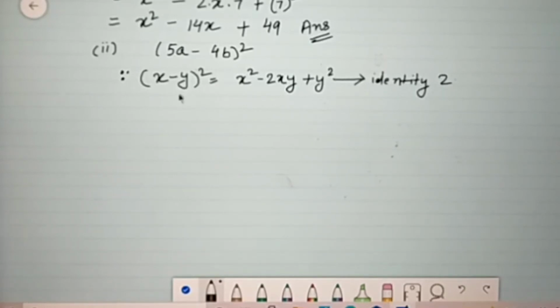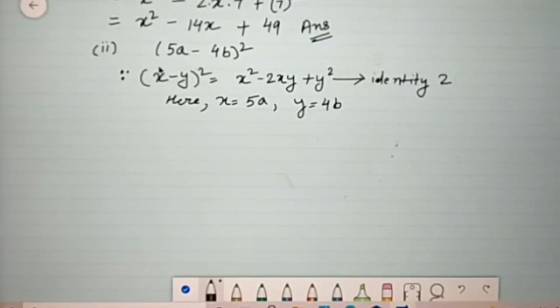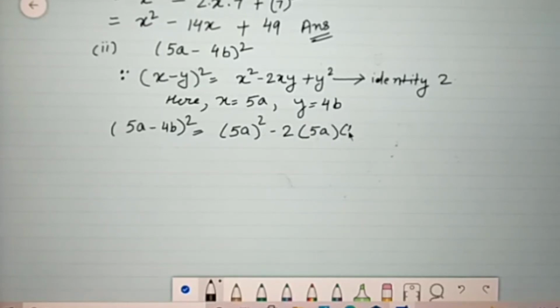Now here, what is x? Compare: x is 5a, and y is 4b. Now we expand. So (5a - 4b) whole square is equal to the square of the first term, that is (5a) whole square, minus 2 into the first term 5a into the second term 4b, plus the second term square, (4b) square.